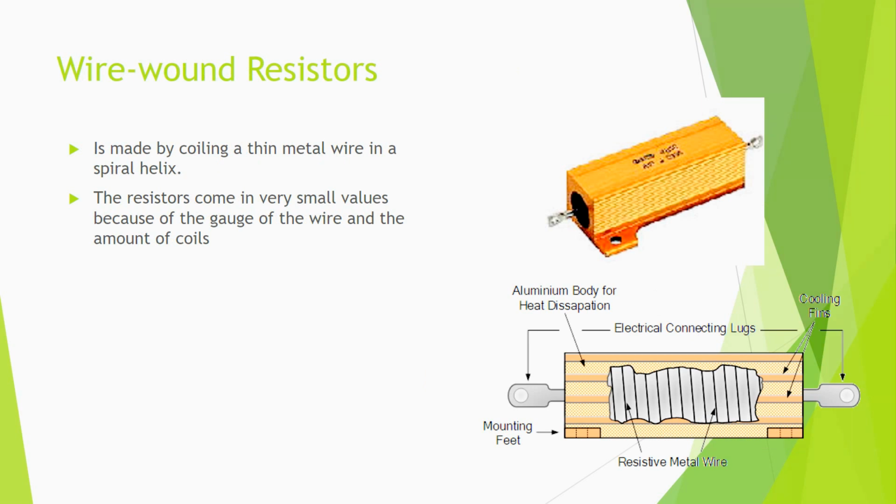Wire-wound resistors are the third type of resistors. They're made by coiling a thin metal wire in a spiral helix. The resistors come in very small values because of the gauge of the wire and the number of coils.